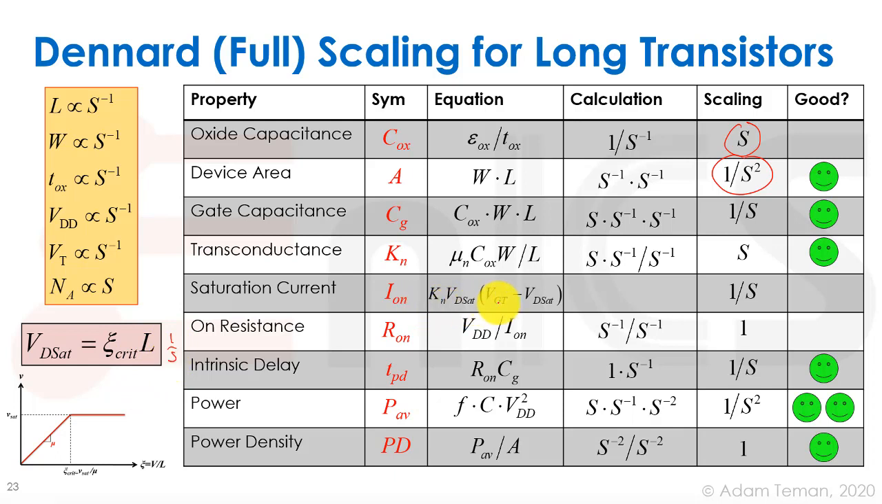It's going to be Kn times VD sat times (VGT minus VD sat). So again, Kn is going to grow by S as we saw before. VD sat is going to go down by S as we saw. VGT, we saw also VD and VT go down by S, as does VD sat, so this pretty much also reduces by S. So we're going to get a total of 1 over S, and actually nothing changes when we look at full Dennard scaling with short channel transistors.